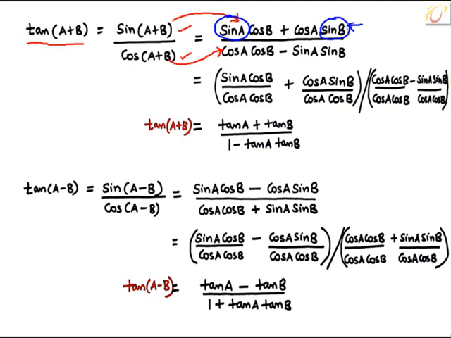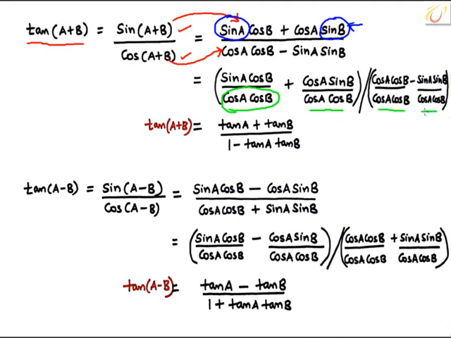But as you know, whatever you do in your numerator, you have to do in your denominator as well. So let us divide numerator and denominator by cos A cos B. In this step, you can see we have separated out the numerator and denominator.